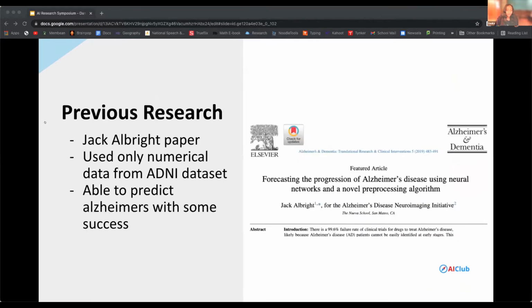In previous work, Jack Albright has shown that you can use AI to predict Alzheimer's effectively. However, Jack only used one modality to build his prediction AI. We build upon and improve on his results by using additional modalities. Because the AI relies on data and more data usually leads to better performing AIs, my hypothesis is that if I use multiple different modalities, my AI will be able to predict Alzheimer's better than just single modality data. Multiple modalities means more types of data, such as clinician notes, MRIs, images, and measurements of the brain.